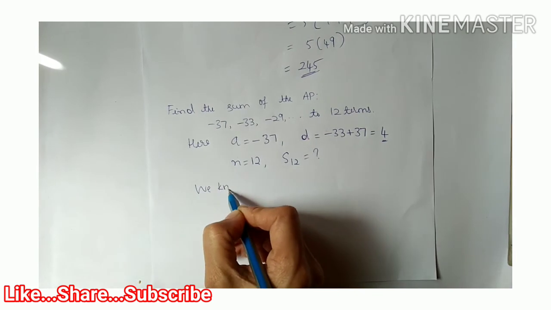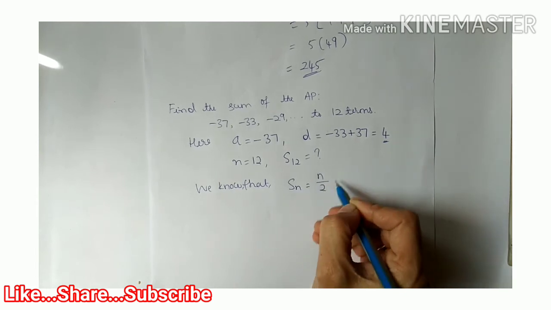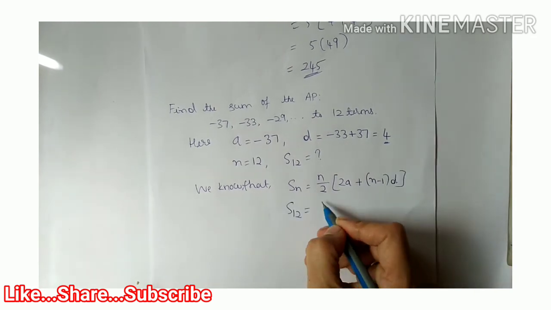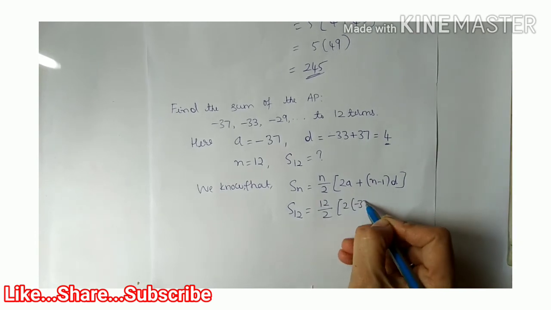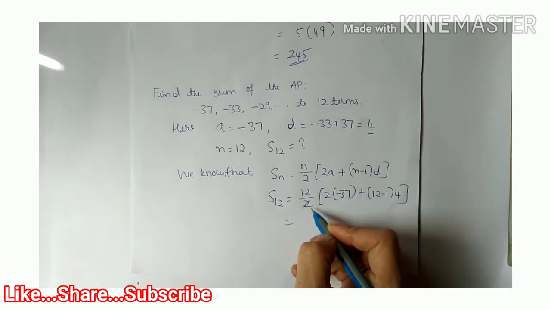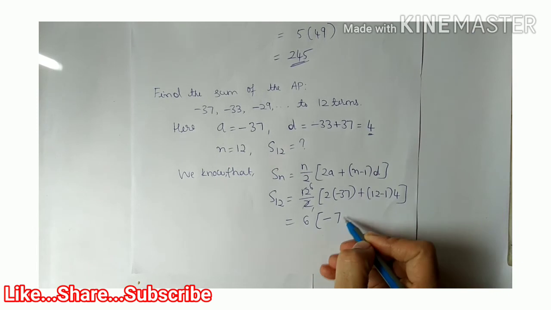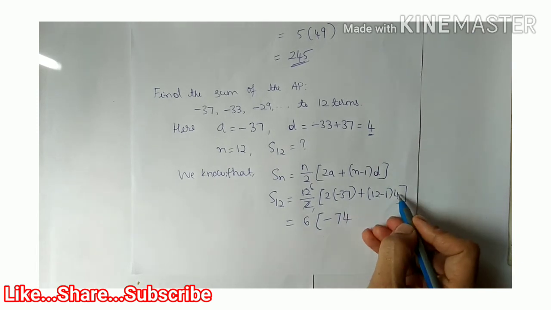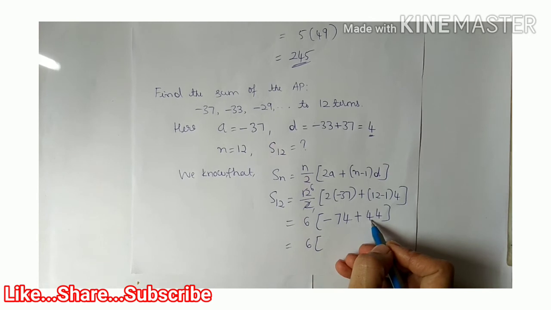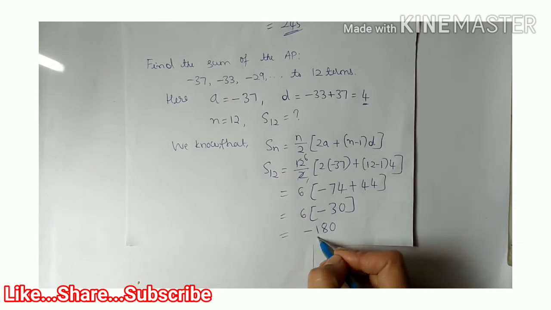We know that the sum of the first n terms is given by Sn = n/2 [2a + (n - 1)d]. S12 = 12/2 [2 × (-37) + (12 - 1) × 4]. 6, -37 into 2 is -74. 12 - 1 is 11, 11 into 4 is 44. -74 + 44 is -30. 30 into 6 is 180, so the answer is -180.